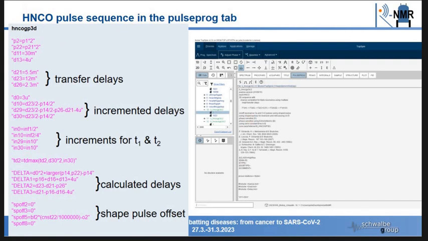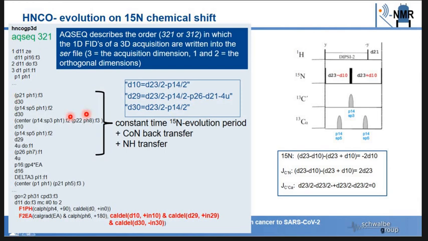In the software, in TopSpin, you can always look at the pulse program in the pulse program tab. That's here. I think you can't really see it, but if you have TopSpin in front of you open, then you can probably see this. You don't have to open it now, but then it's a bit bigger, I think. So you can always look at the written pulse sequence in TopSpin, and in the pulse sequence you have some information. So you have, for example, information about the transfer delays. You have information about incremented delays, increments, calculated delays. So you get a whole bunch of information in this pulse sequence before you really start pulsing.